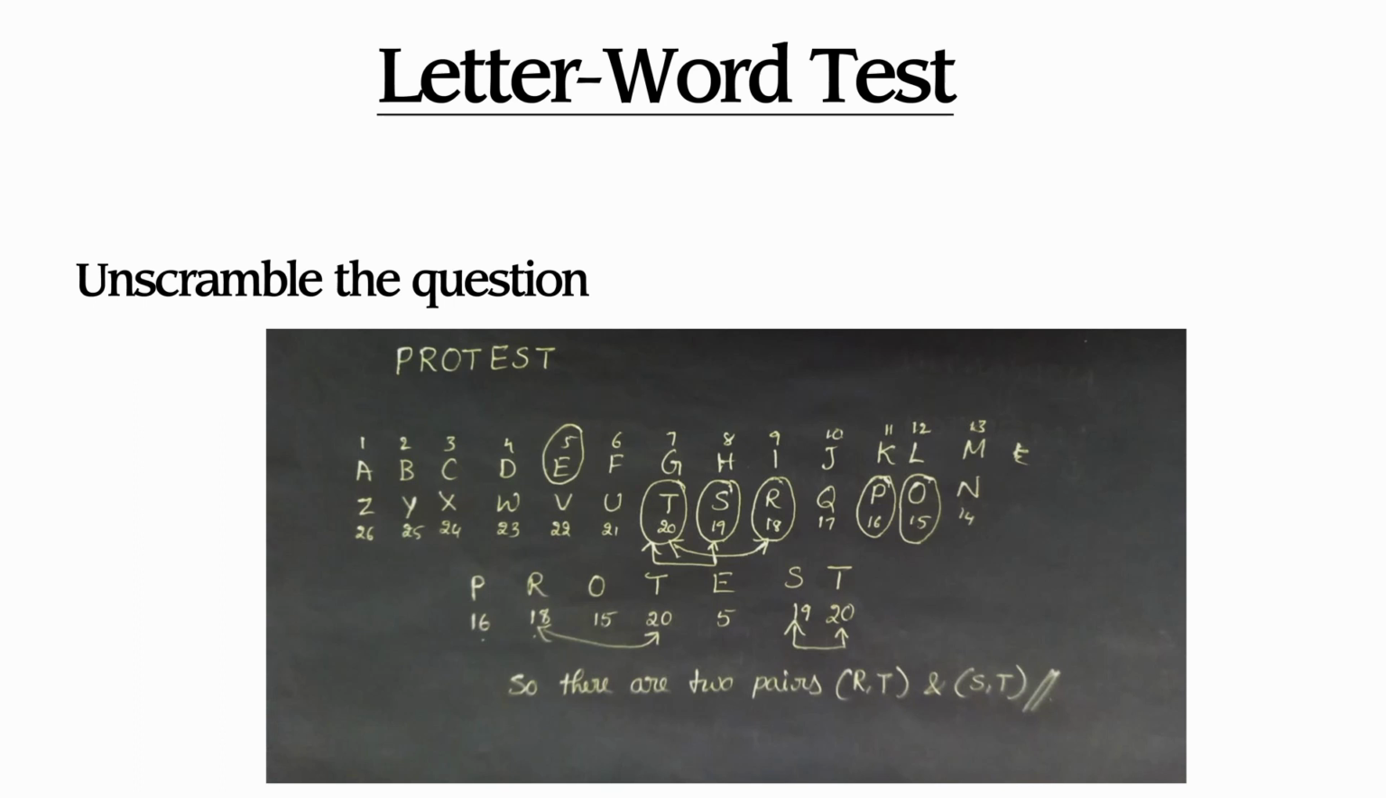Suppose the word is protest. Now assign the numerical value to all the alphabets based on their alphabetical order. So for P we will have 16. Similarly, R is equal to 18, O is equal to 15, T equal to 20, E equal to 5, S equal to 19, T equal to 20.